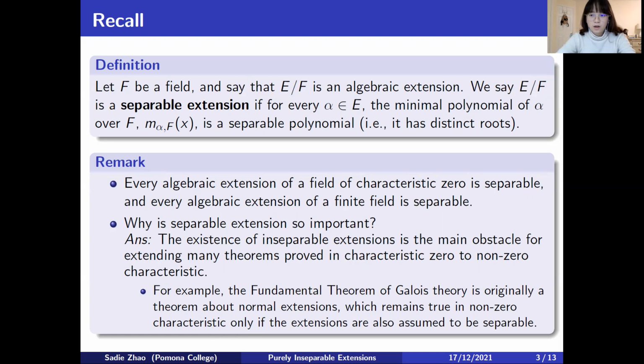So for example, we have learned about the fundamental theorem of Galois theory. And that assumption is that the extension should be normal and separable. But in fact, the theory itself is originally a theory about normal extensions for fields with 0 characteristic. But once we have the separable assumption, we can extend that to fields with non-zero characteristic.